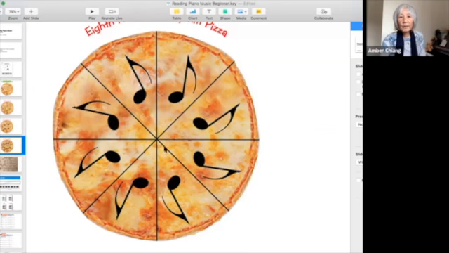If a quarter of the pie, the quarter note, gets one beat, then the eighth note is going to get what? A half a beat. Half, two halves make one beat. These notes are very important when you're reading music, because music is very important for rhythm.